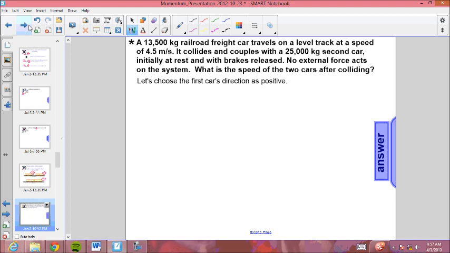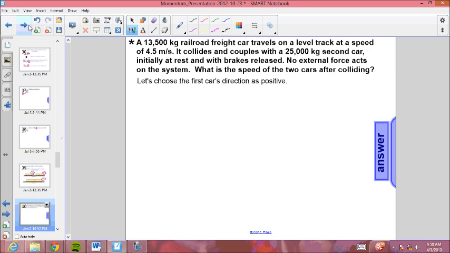So we have our example here. A 13,500 kilogram railroad freight car travels on a level track at a speed of 4.5 meters per second. It collides and couples with a 25,000 kilogram second car, initially at rest and with brakes released. No external force acts on the system. What is the speed of the two cars after colliding?